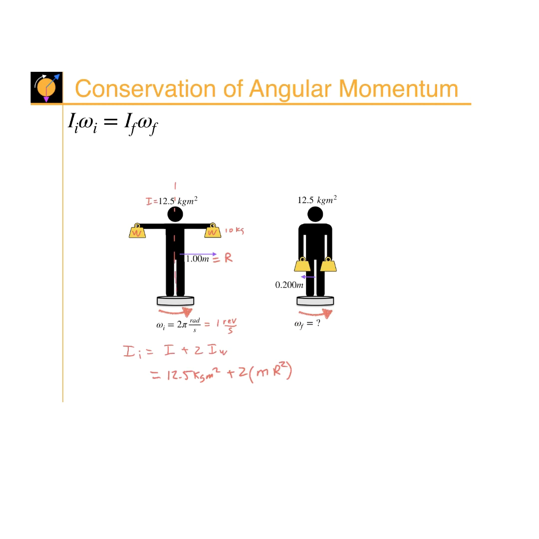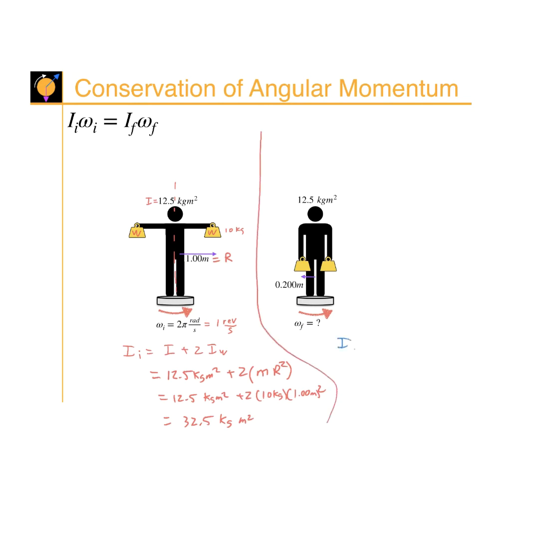They're rotating around this axis here. So this is 12.5 kilograms meter squared plus 2 times 10 kilograms times r squared, so it's 1 meter squared, and that works out to about 32.5 kilograms meter squared. So that's for the initial situation.